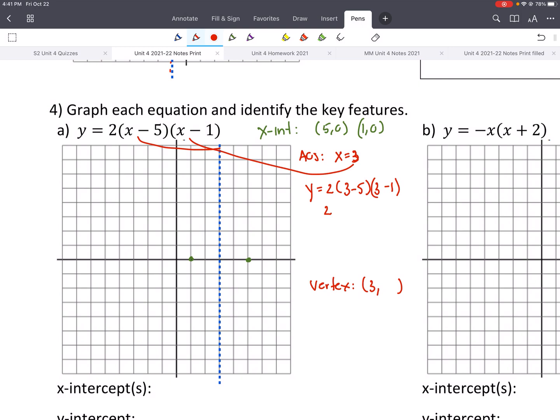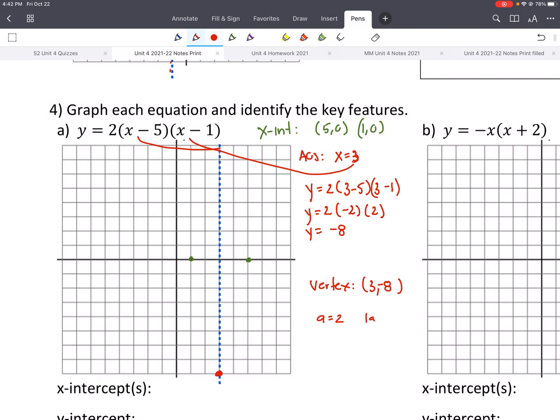We'll end up getting 2 times -2 times 2, and we get y equals -8. So our vertex is (3, -8), which is right here. Growth pattern. So a is 2, so we're going to go 2.